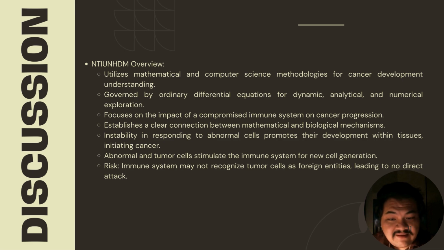And the instability in responding to abnormal cells promotes their development within tissues, hence initiating cancer. Abnormal and tumor cells stimulate the immune system for new cell generation. However, because of the unhealthy immune system, it is unable to suppress the tumor cells. There is a further risk, whereby the immune cell may not recognize the tumor cells as foreign entities, hence it does not counteract the tumor cells.